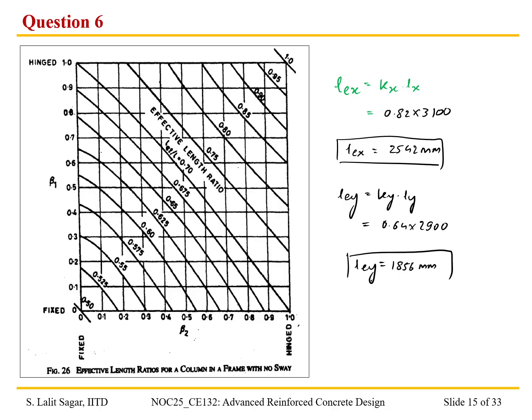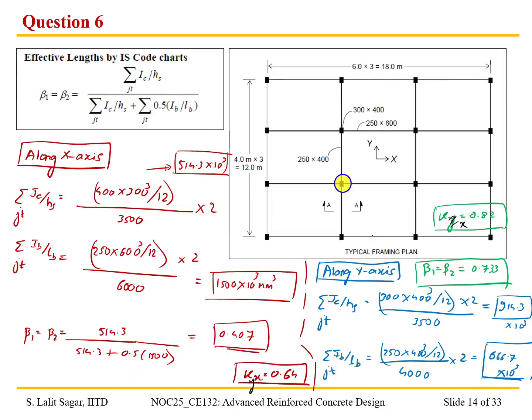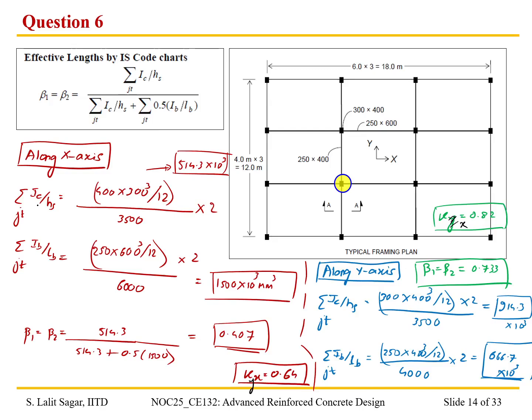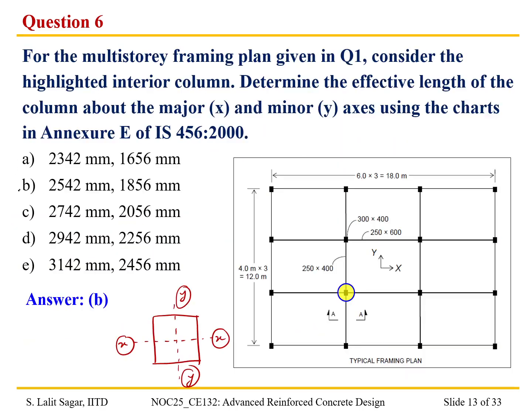So LEX and LEY are 2542 and 1856, right? So option B is the correct response. Okay. So with that, let's proceed to the next question now.